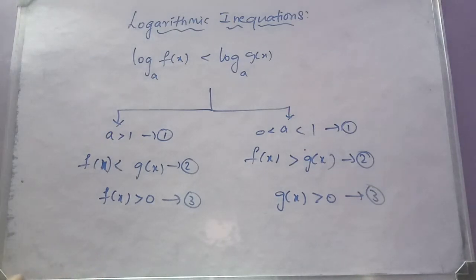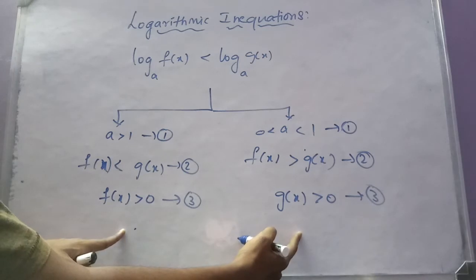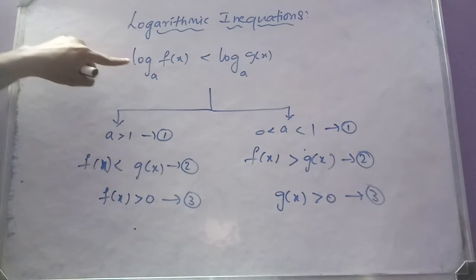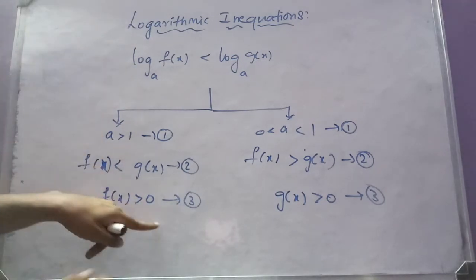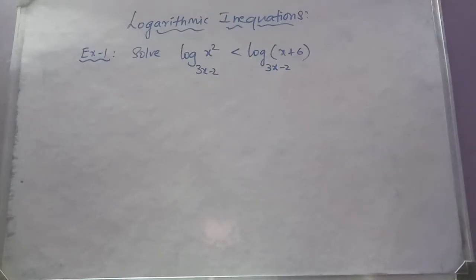So here you will get first solution set and here you will get second solution set. The final solution set is the union of these two solutions. So the solution of this logarithmic inequality is a union of these two solutions. To understand this, let us take a basic example. Here is an example. We are supposed to solve this inequality.